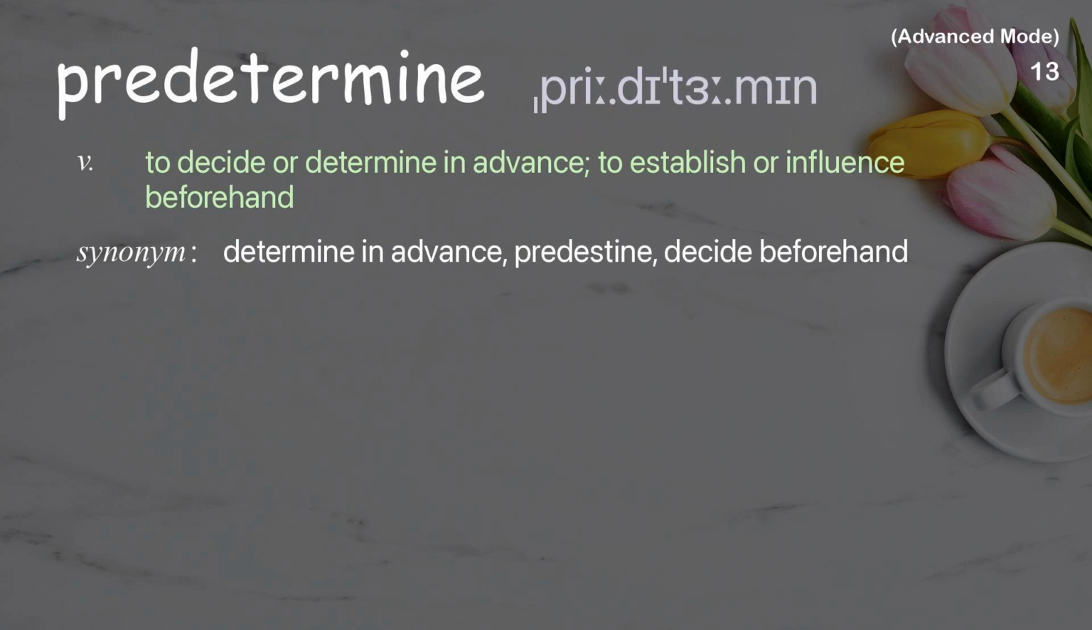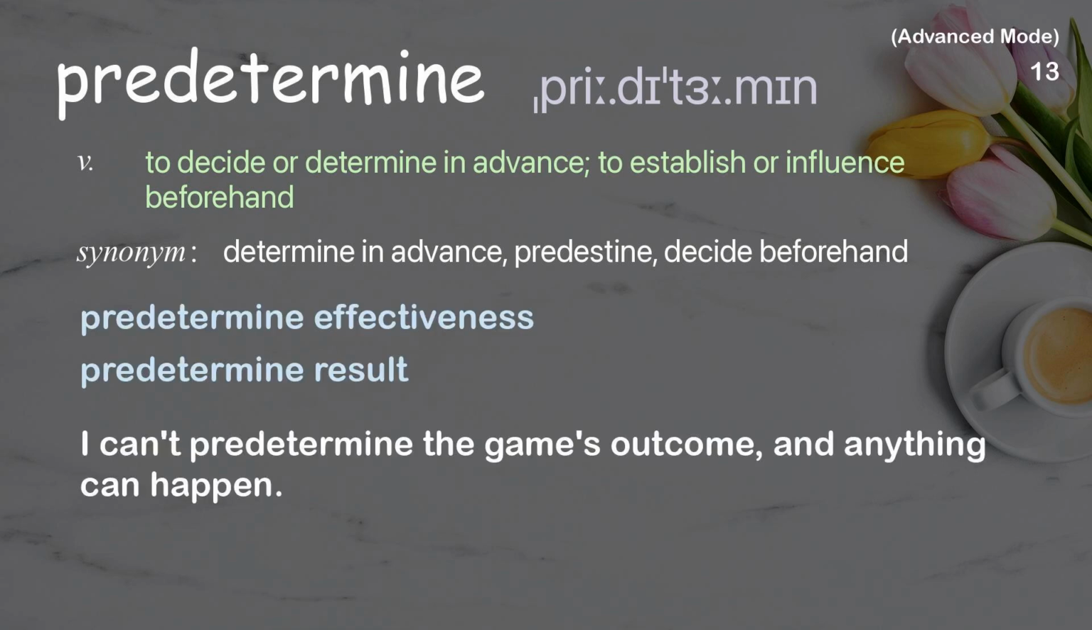Predetermine. To decide or determine in advance, to establish or influence beforehand. Examples: Predetermine effectiveness. Predetermine result. I can't predetermine the game's outcome, and anything can happen.